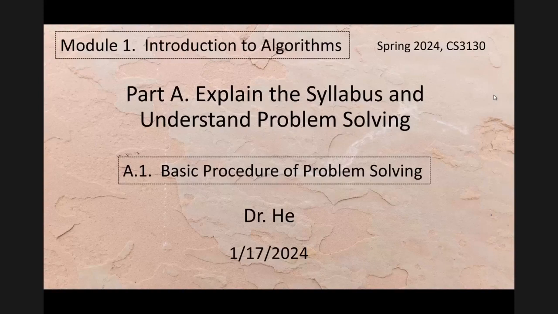8.1, basic procedure of problem solving. In this class, we learn problem solving for real-world computing problems. So we will learn methods, strategies, techniques, thinking, principles, all those things to solve real-world computing problems.